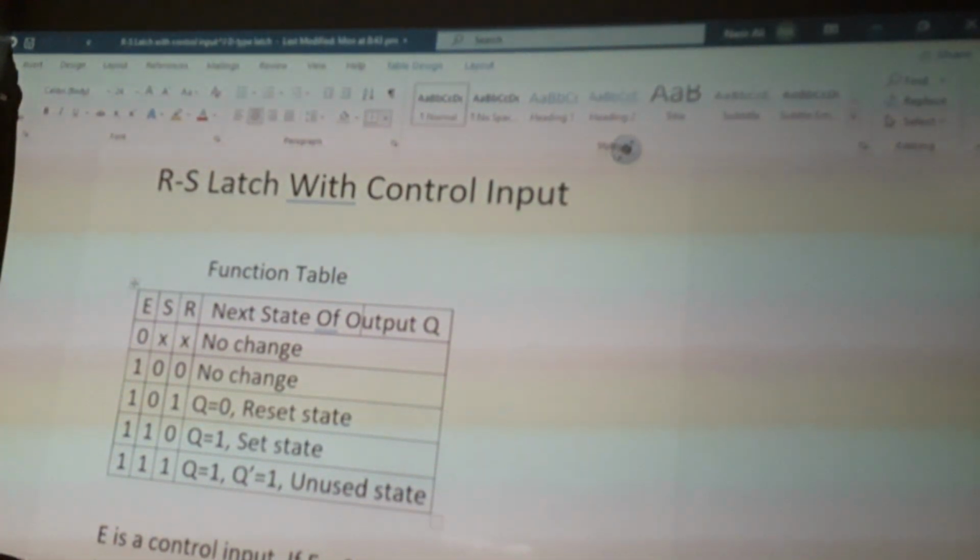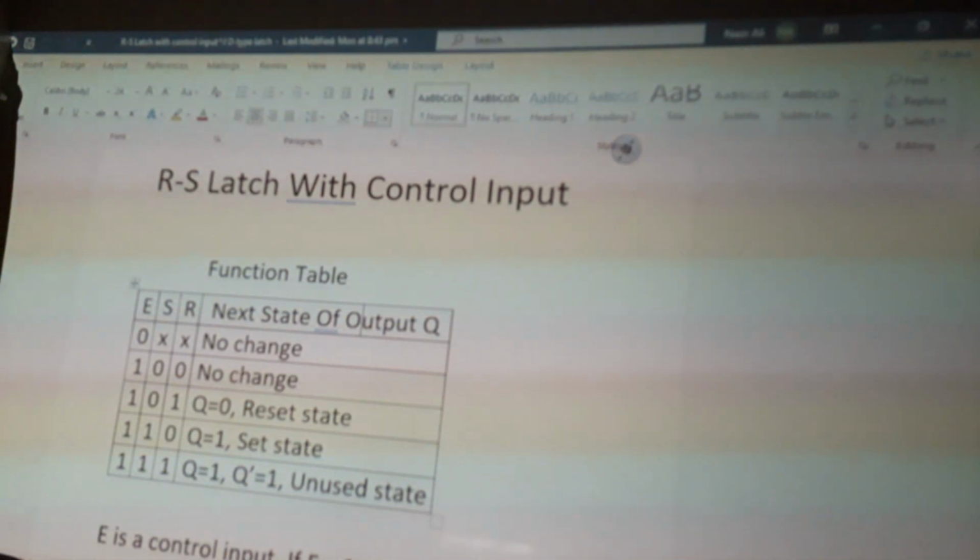Our topic is RS latch with control input. Now this is a function table of the RS latch with the control input. On the left side we have inputs E, S, R, and on the right side we have the output, next state of output Q.